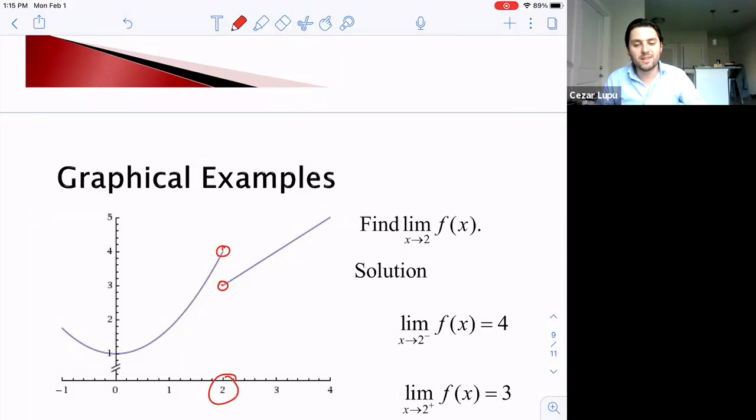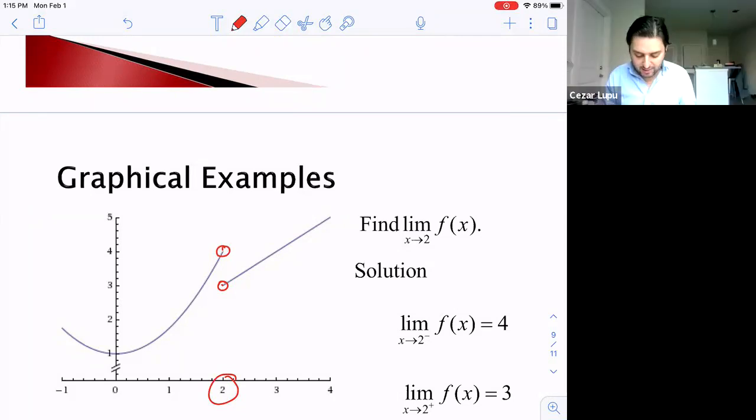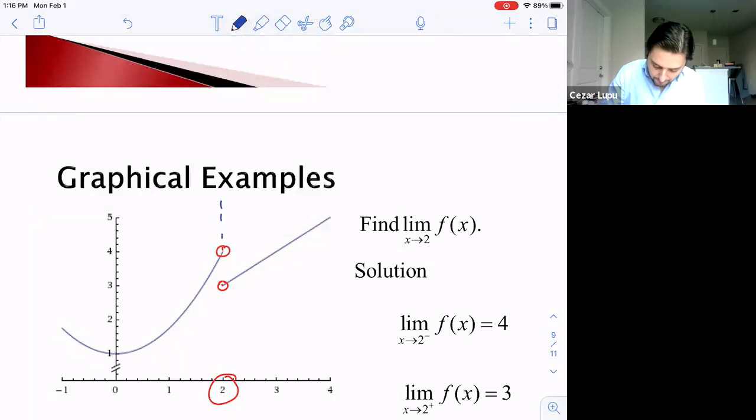What can you say about the limit for values less than 2? When x is less than 2, f of x approaches 4. You see, it approaches 4 for x less than 2. So on the left side of 2, the graph of the function looks like that parabola over there. So the limit is 4 if you look at the graph.